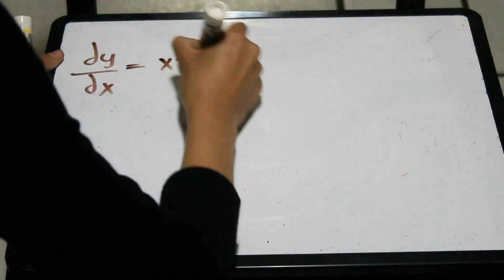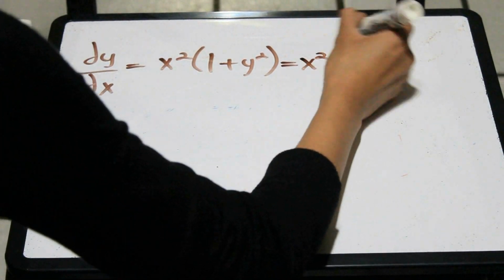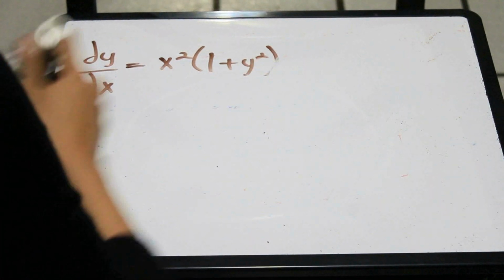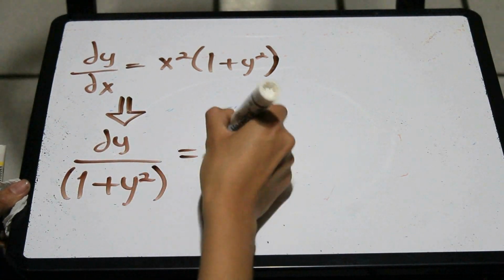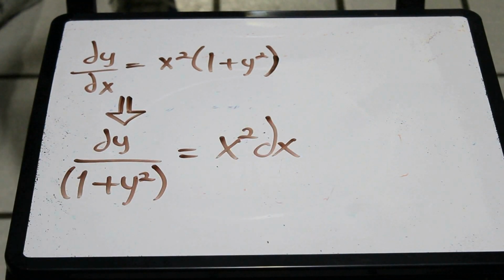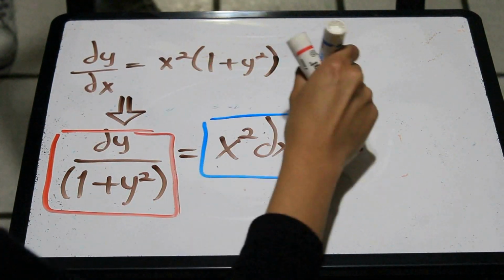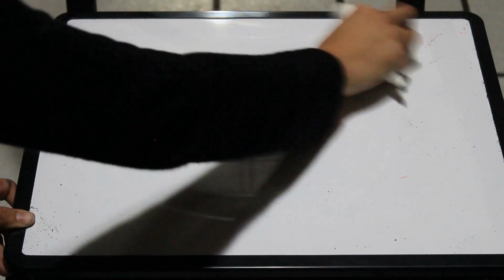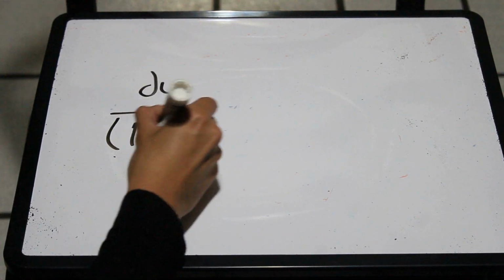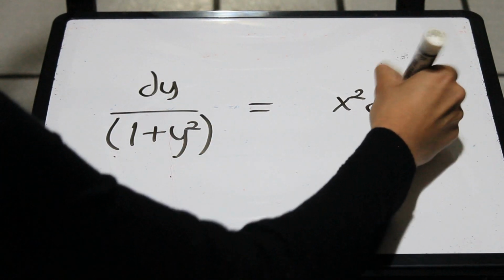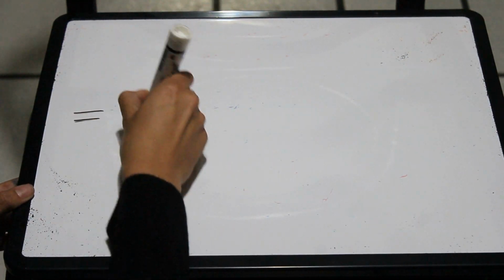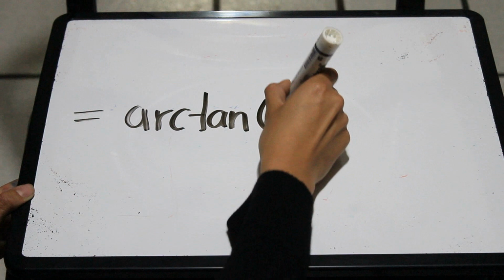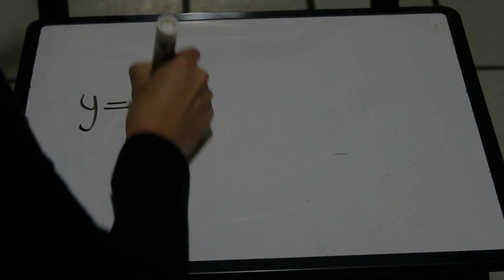To solve the differential equation, we start by passing all terms of x to one side and all terms of y to the other side, in this way. Now that we have that expression, we can begin to integrate the equation, which is quite easy to integrate. We can observe that the integral on the left side is the known integral of arctangent, and the integral on the right side is the easiest to integrate, which will be x cubed over 3.